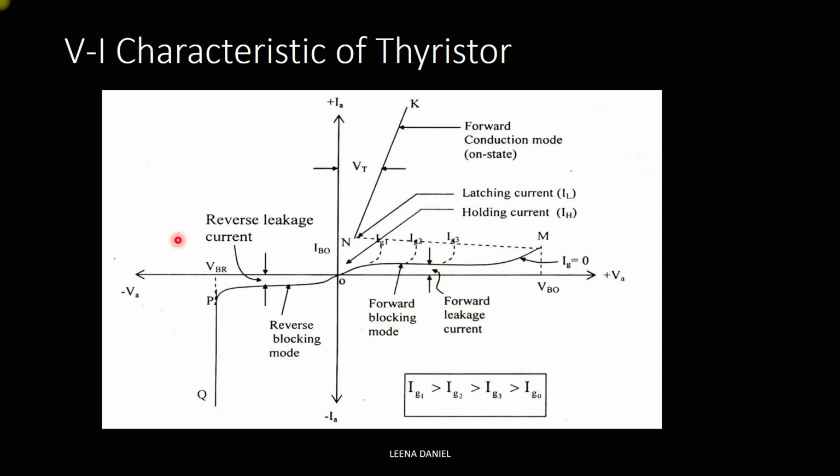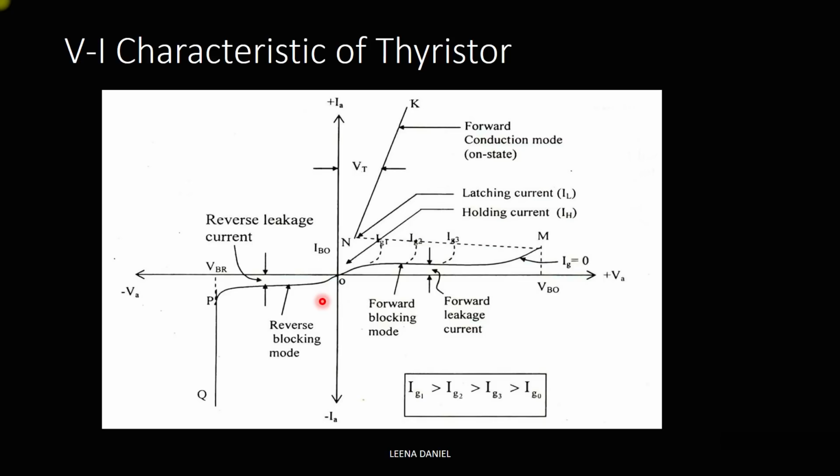The operation of the thyristor we have divided into four parts. First is the reverse blocking mode. The reverse characteristic is shown in this portion of the characteristic, and the forward conduction or the forward blocking mode is shown in this portion of the characteristic. So reverse blocking mode is when we connect the thyristor into a reverse bias.